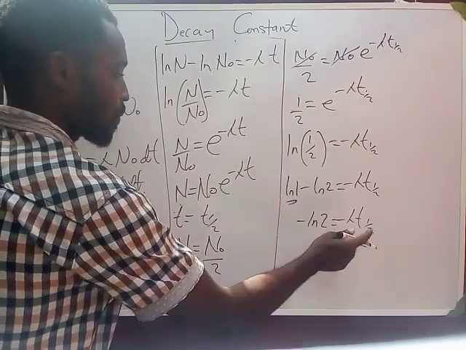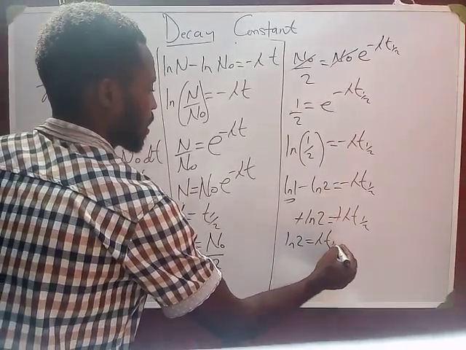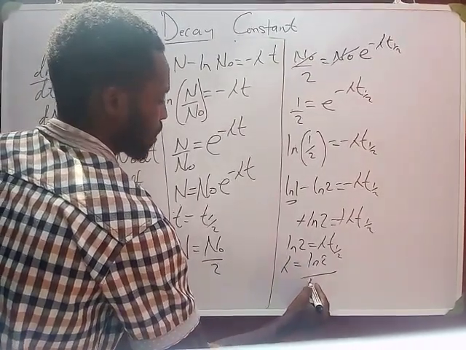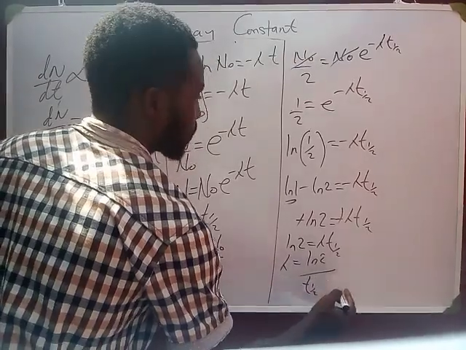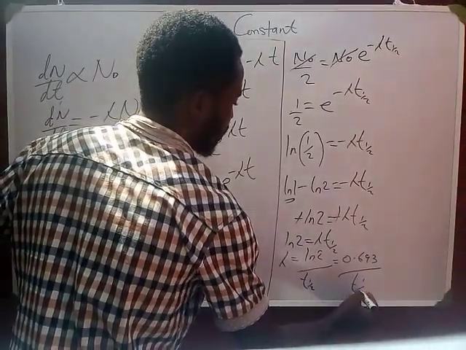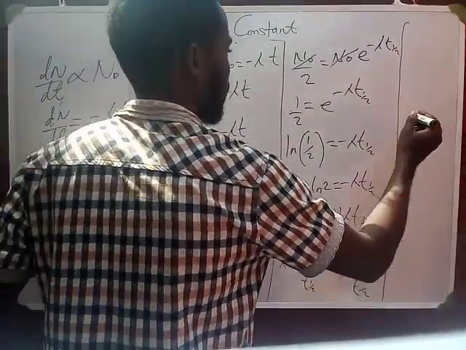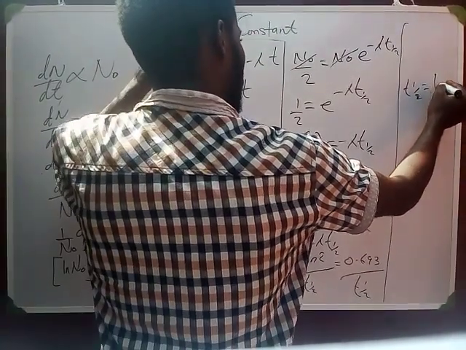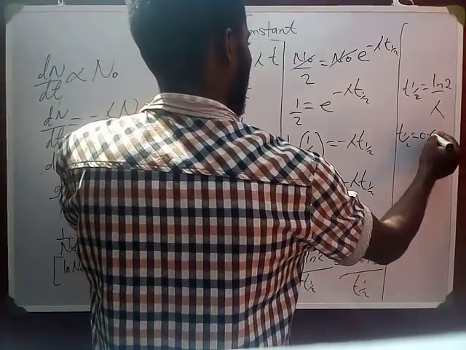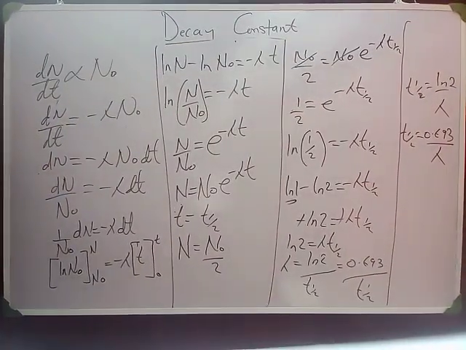Dividing both sides by the negative gives us ln 2 equals lambda times half-life. So our lambda, which is the decay constant, is ln 2 over the half-life, and ln 2 is 0.693, so lambda equals 0.693 over the half-life. And vice versa, the half-life equals ln 2 over the decay constant, that is, half-life equals 0.693 over the decay constant.